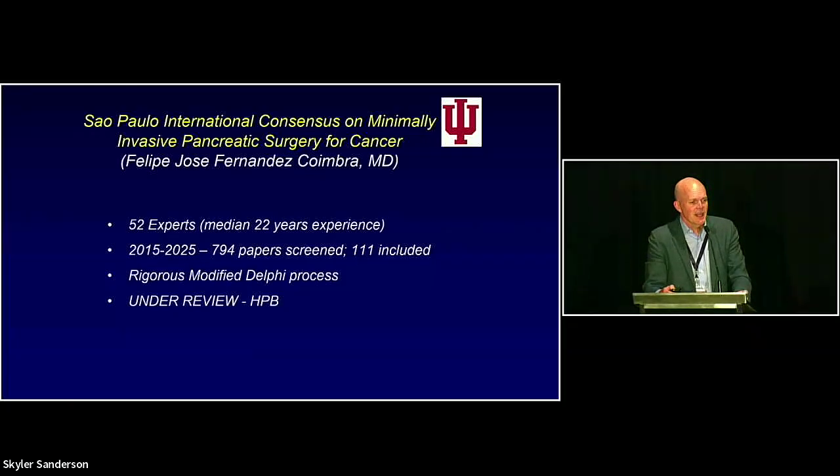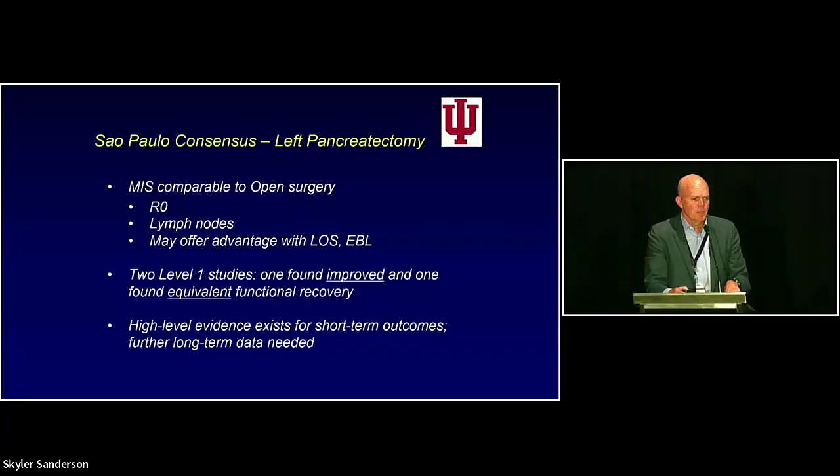They looked at the last decade of minimally invasive pancreas cancer papers, screened nearly 800 papers, and included 111 into a rigorous Delphi process. These data are under review. They're not published yet, but they should be out shortly in the journal HPB.